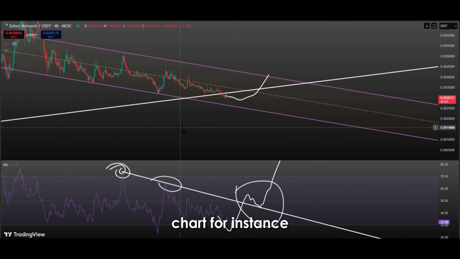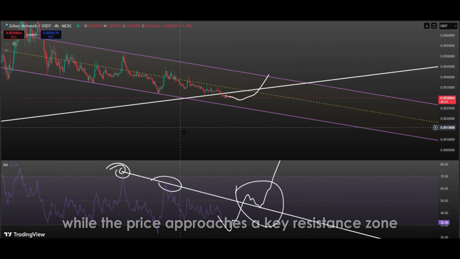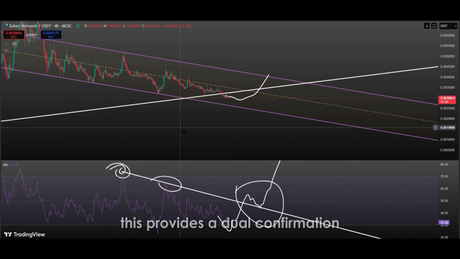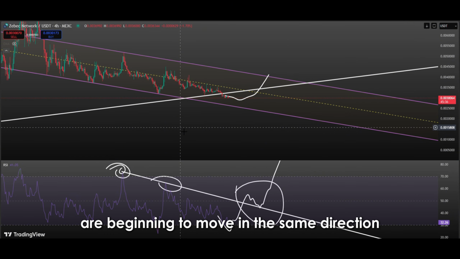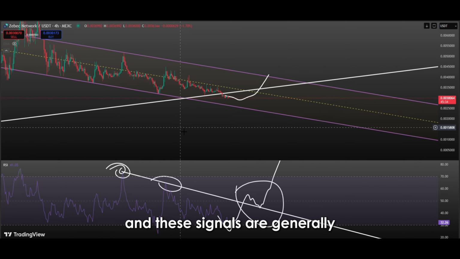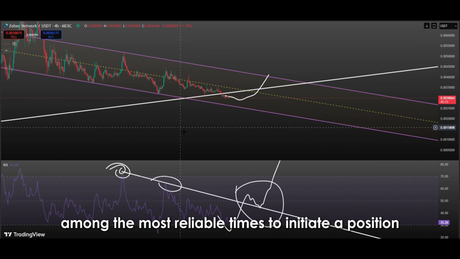Moreover, when a downtrend on the RSI is broken, it typically has a corresponding effect on the price chart. For instance, if the RSI breaks upward while the price approaches a key resistance zone, this provides a dual confirmation. Such simultaneous formations show that both momentum and price are beginning to move in the same direction, and these signals are generally among the most reliable times to initiate a position.